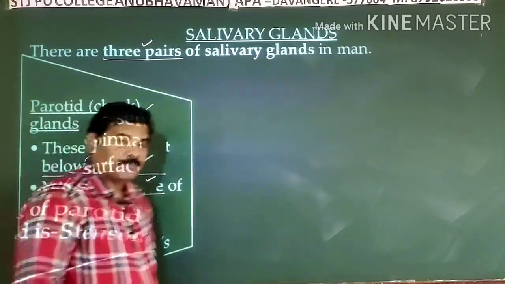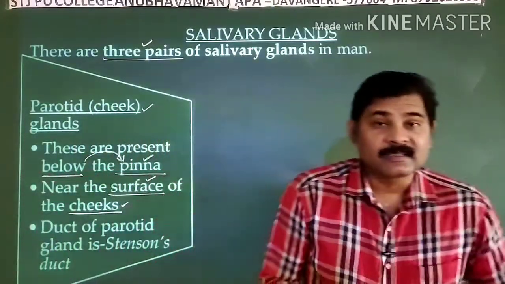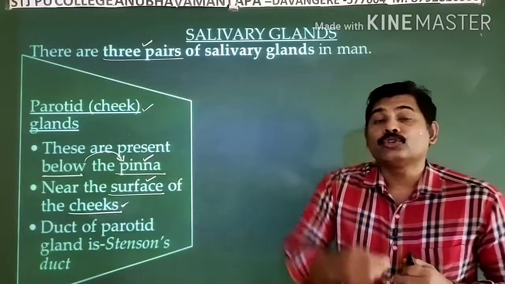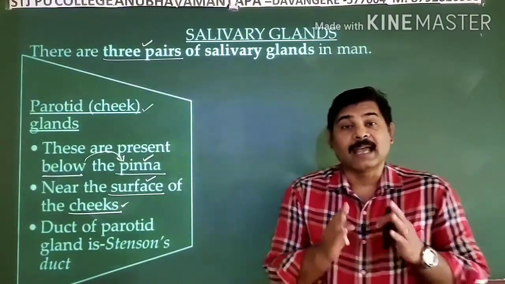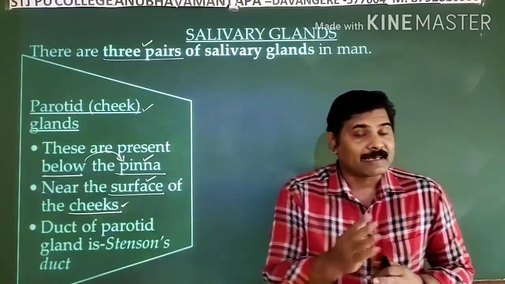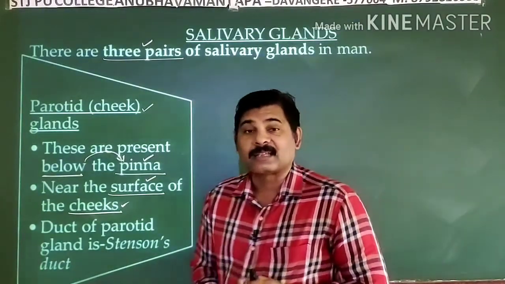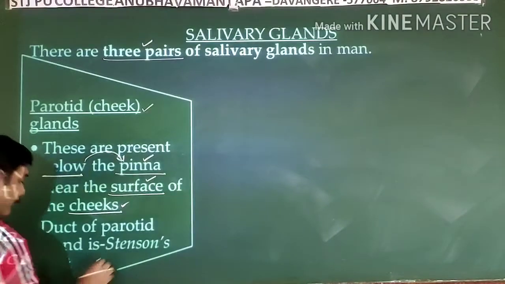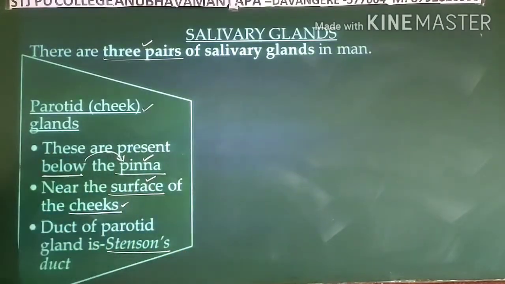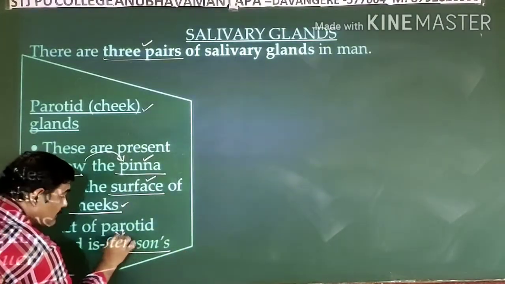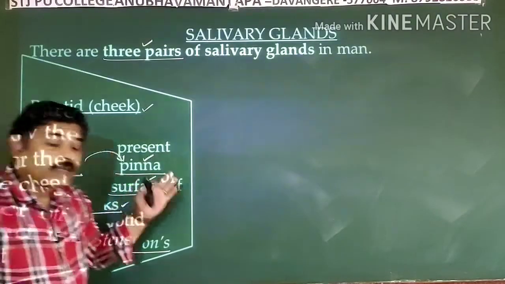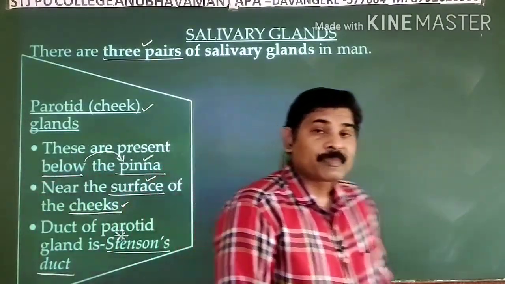One important thing: these glands open into your oral or buccal cavity with the help of a duct, and the duct is known as Stenson's duct. You can see Stenson's duct here clearly. The Stenson's duct is the duct through which the parotid glands open into your oral or buccal cavity.